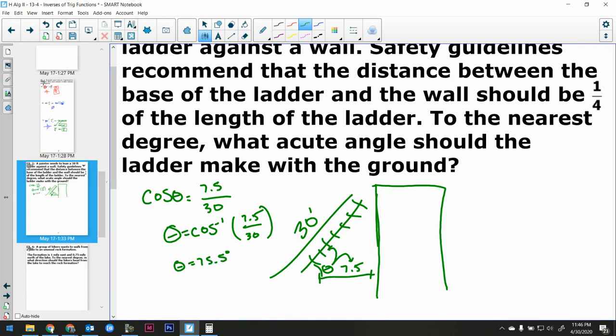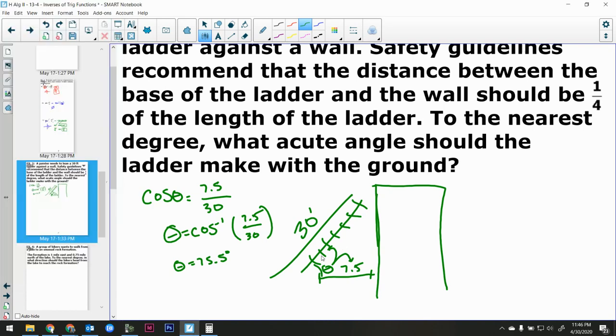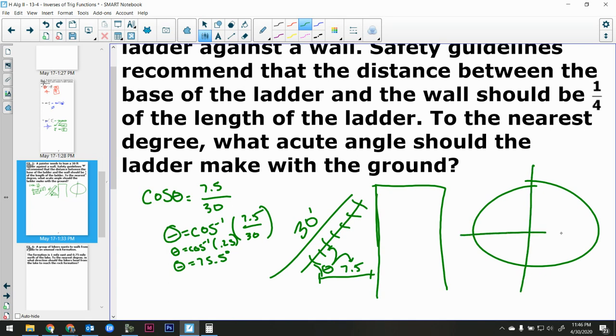Now thinking about this, let's go back to that. I just put in 7.5 over 30, but what if I took the intermediate step and showed this? 0.25. So theta is going to be equal to inverse cosine of 0.25. Now, think about that along the unit circle. I know I don't have a 1/4 on any of my coordinates, but if I had a cosine, an x value of 1/4, this is 1/2, and this is 1, so maybe somewhere right in here.